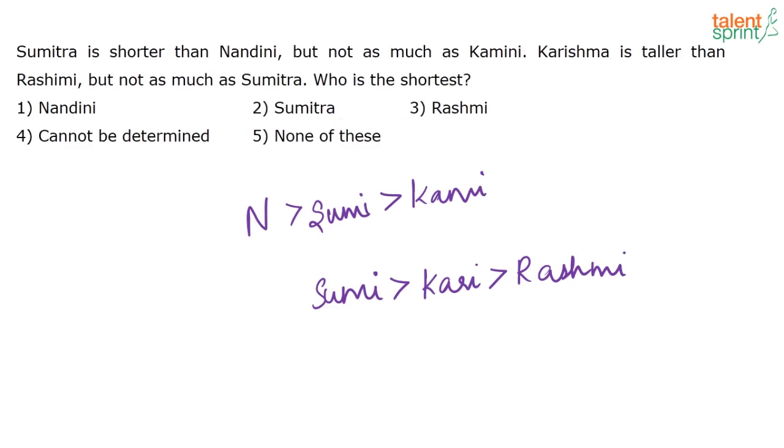Now who is the shortest? No, we cannot say, because Sumitra is taller than Karishma, and we know Sumitra is also taller than Kamini, but between Kamini and Rashmi we are not sure, right? So we will go with cannot be determined as the option.